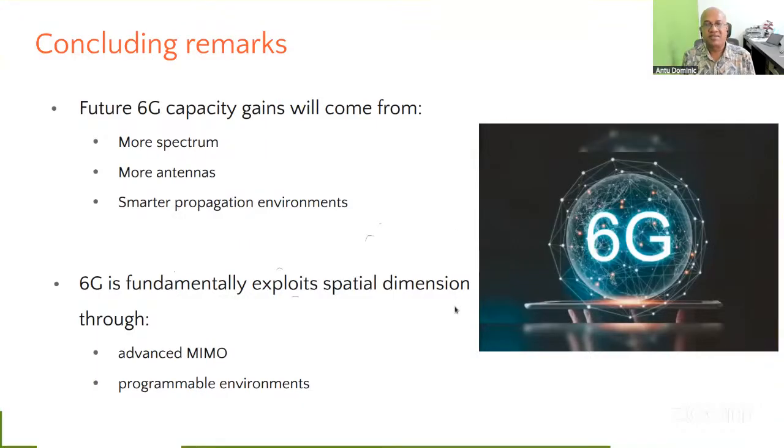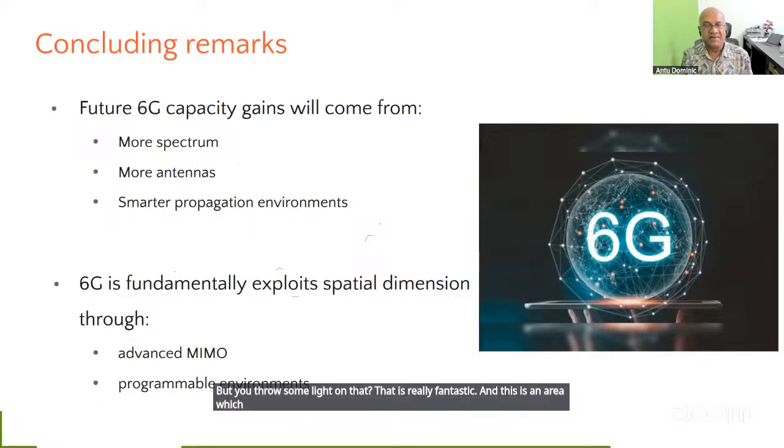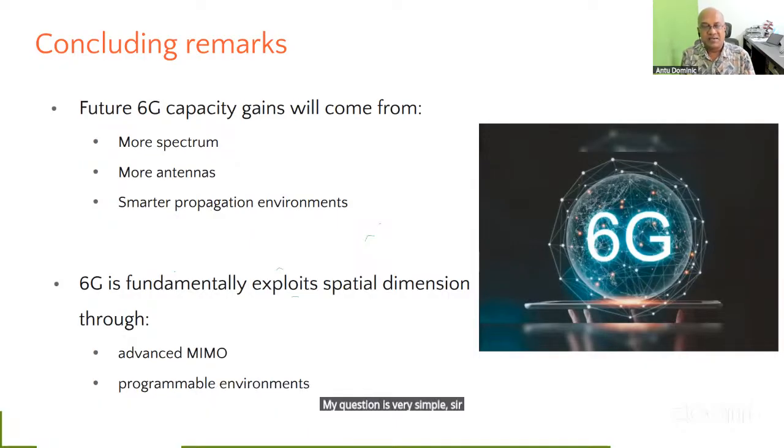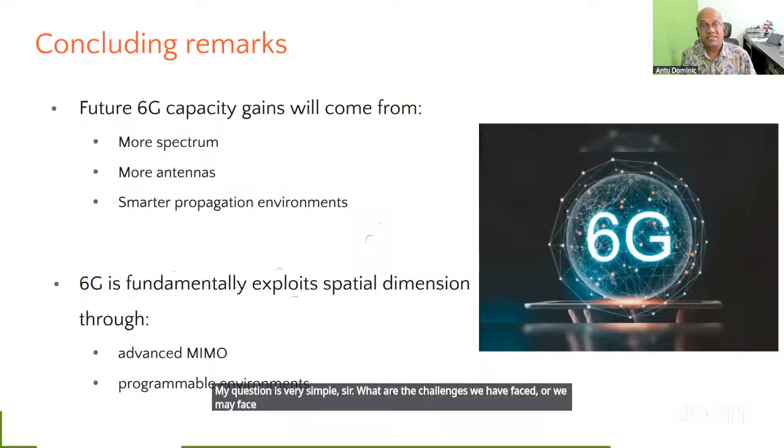Sir, I have a question. Yes, please. Good morning, everyone. I was listening to an amazing class. In fact, RF is a gray area for me when studying and even now. But you threw some light on that. That is really fantastic, and this is an area which is very interesting. My question is very simple, sir. What are the challenges we have faced or we may face during implementation?